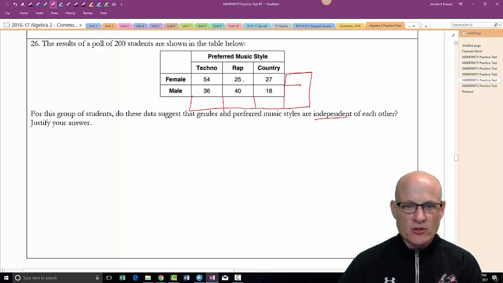Let's see, 54 and 52 is 106. 36, 76 and 20 would be 96. What was that, 94? Oh, and then those add up to 200. Well, that's good.